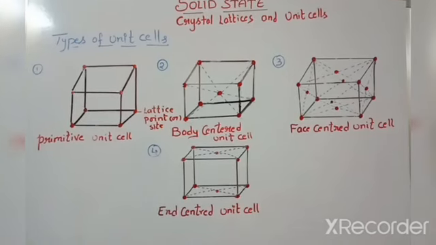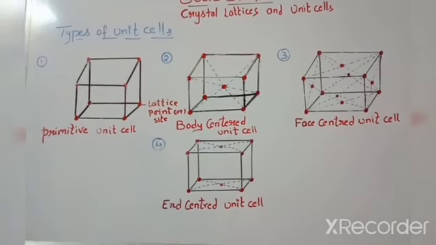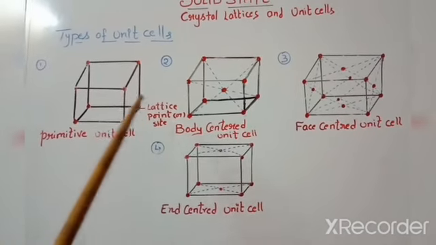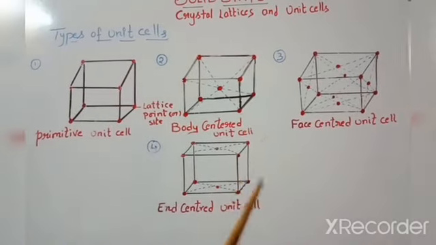The next topic is types of unit cells. Unit cells can be broadly divided into two categories. The first one is the primitive unit cell and the second is the centered unit cell. Okay, two types: primitive unit cell and centered unit cell.